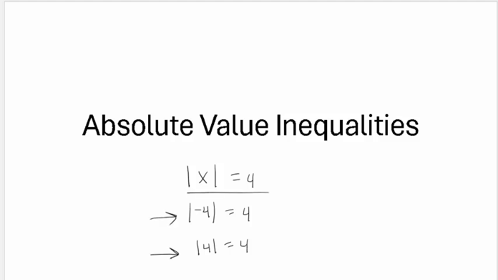All right, so absolute value inequalities. First, let's take a look at why absolute value equations have more than one value. If we have the absolute value of x equals 4, there are two values that could make this true. If x was negative 4, that would be 4. And if x was positive 4, it would be 4. So this has two true solutions. That's why when we're doing these, we have to consider the positive end and the negative end.